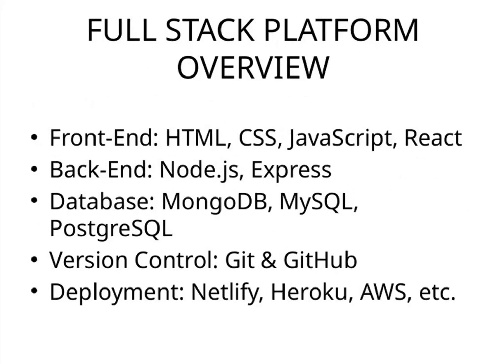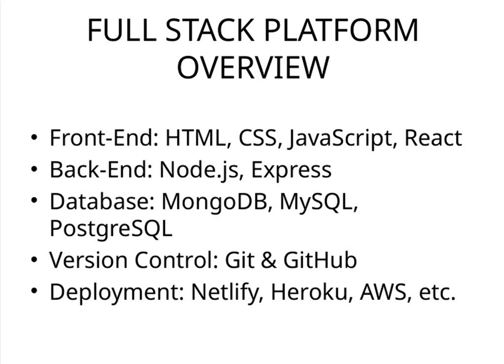Now, let's take a closer look at the full-stack platform overview. When we talk about the front end, we're referring to the part of the application that users see and interact with directly. It typically involves technologies like HTML, CSS, and JavaScript, with frameworks such as React to build dynamic and responsive interfaces. The front end is all about creating a seamless user experience. Moving to the back end, this is the server side that handles data processing, business logic, and communication with the database. Common tools here include Node.js and Express, which allow us to build scalable server applications efficiently.